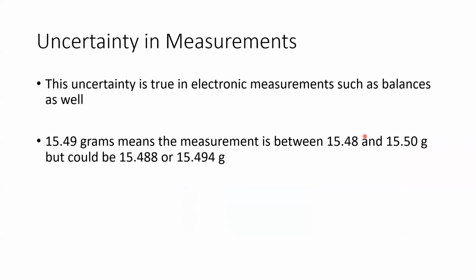With balances, though, it's a little different. In that case, we're not making the measurement ourselves, really. It's the balance just telling us the output. But in that case, we want to make sure that we record all of those values, even if there is zero. Because if a balance tells us it's 15.49 grams, that means the measurement's between 15.48 and 15.50. But it could be, like I said there, 15.488, 15.494. And the big thing is going to be when the value ends in zero. So let's say we had our balance 15.50. We wouldn't want to report just 15.5. We would want to make sure we include that zero because that gives us more information.